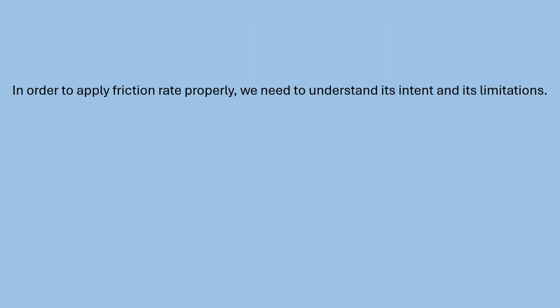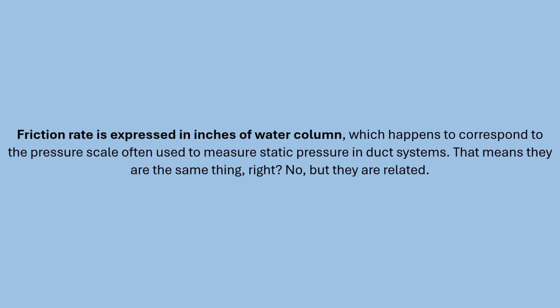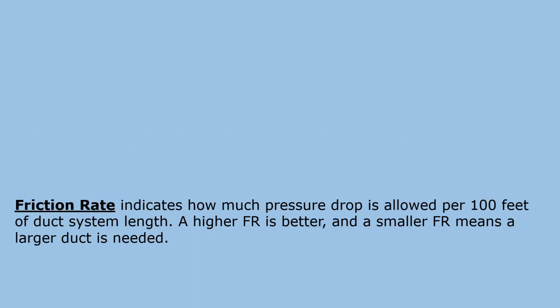In order to apply friction rate properly, we need to understand its intent and its limitations. Friction rate is expressed in inches of water column, which happens to correspond to the pressure scale often used to measure static pressure in duct systems. That means they are the same thing, right? No, but they are related.